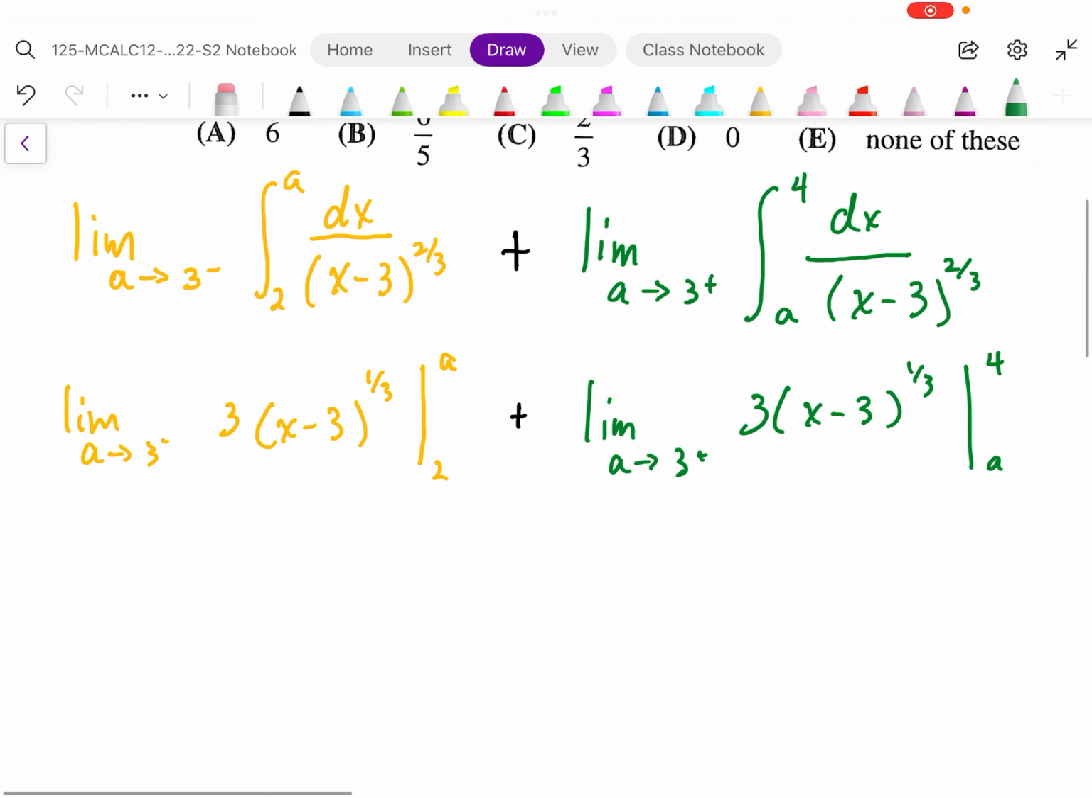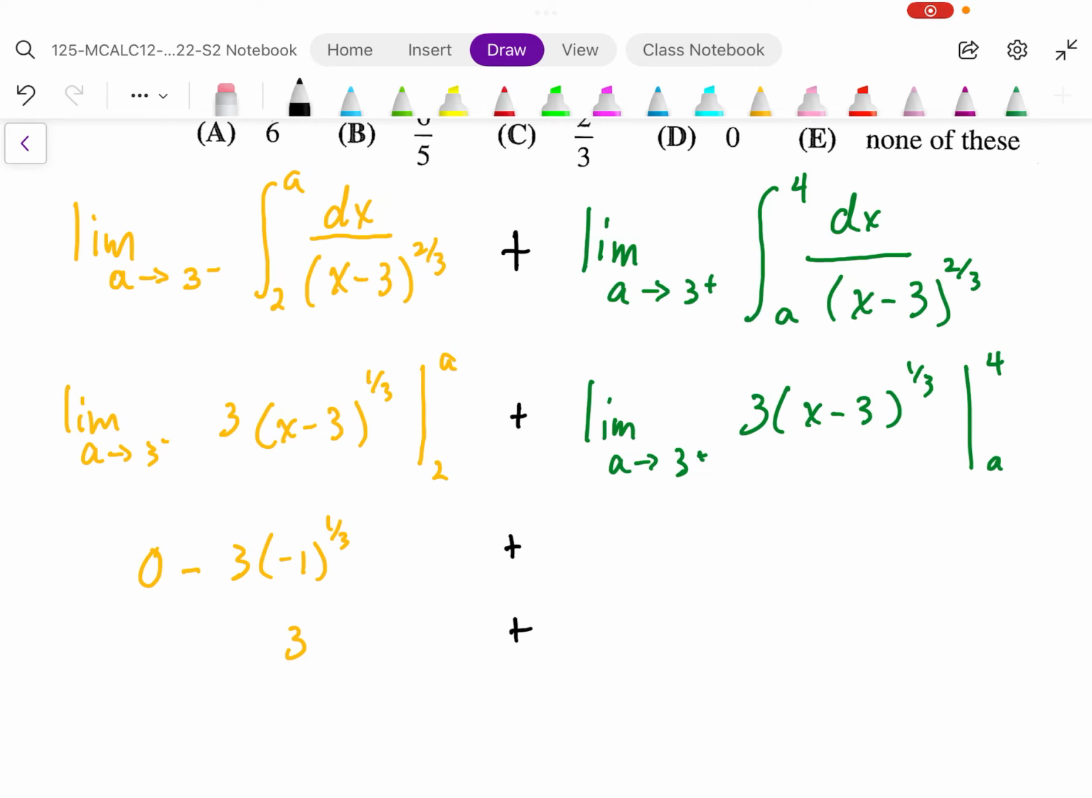So when I plug this in then, I'm going to end up with, when I plug in a equals 3, I'm going to end up with 3 minus 3, which is 0. So I'm going to end up with 0 minus, I'm going to plug 2 into the integral, so I end up with 3 times negative 1 to the power 1/3. So that works out to be negative 1, so I end up with positive 3.